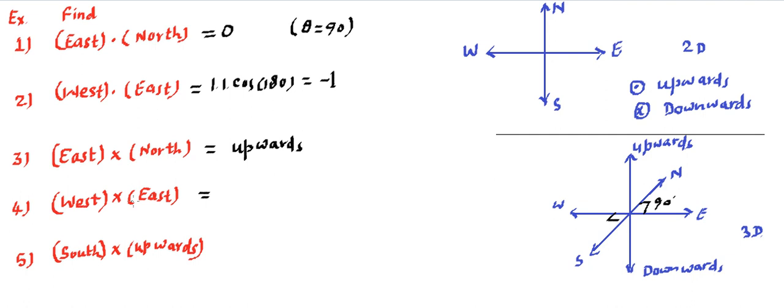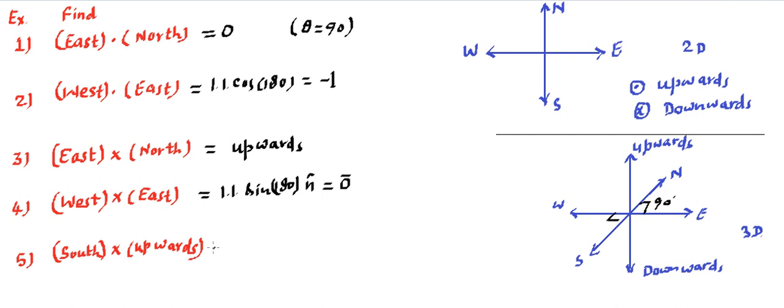Now what is the value of west cross east going to be? So west and east, in the cross product, will have an angle of 180 degrees because they are opposite. And we know the cross product goes like magnitude of one, magnitude of another, into sine of the angle between the two, which is 180, into the new direction. But we know sine 180 is 0, so it will become a null vector. That means east cross west or west cross east comes out to be a null vector.